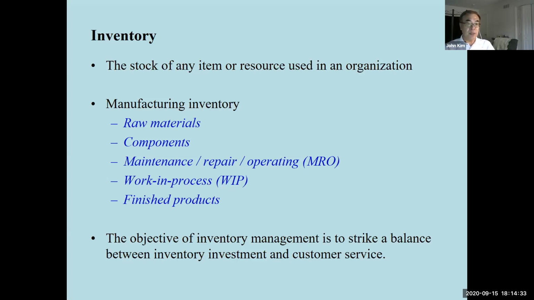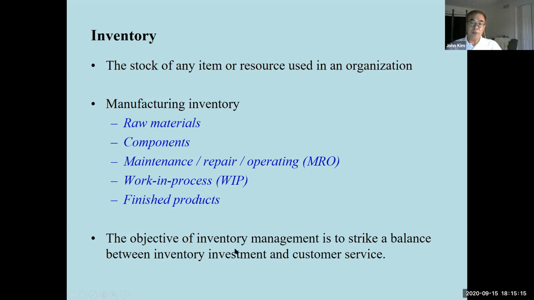Like, you know, our department has a copy machine, so paper, ink cartridges, and so on are the kind of supplies. To maintain, repair, and operate something, we need supplies, so we can call them MRO. And then in the middle of the working process, components that are not finished products, and finished products, are also manufacturing inventory.